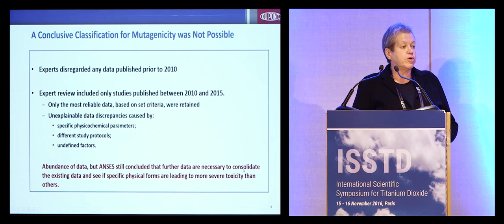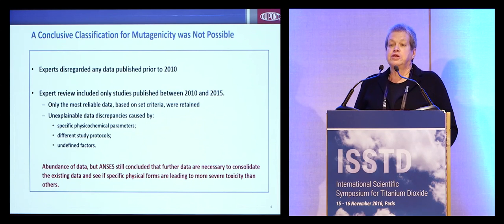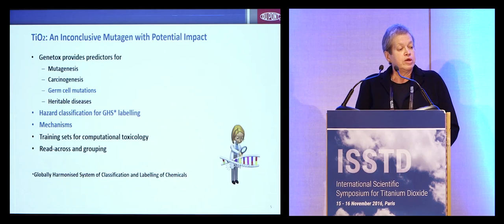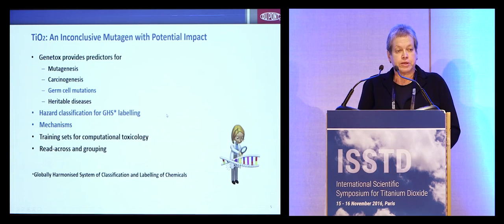which of course might sound like the very common end of every paper: more studies are needed, further studies are needed. At this point, I would still have said, why do we need more data? But coming to the end, I think I absolutely agree with ANSES even in this. So TiO2 is an inconclusive mutagen with potential impact.